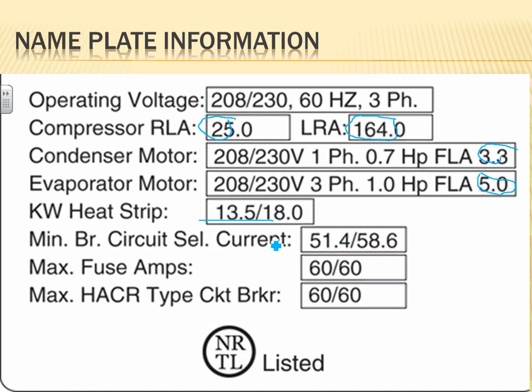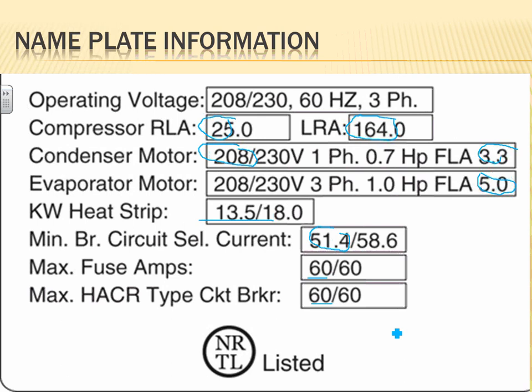All this stuff you can summarize with a minimum circuit ampacity of this amount, depending on which voltage you're using. Let's use 208 because we're in the 208 world. And the fuse will be 60 amps, as well as the HACR circuit breaker. So the minimum circuit ampacity is 51.4 amps. That's the value you're going to use to select your conductors.